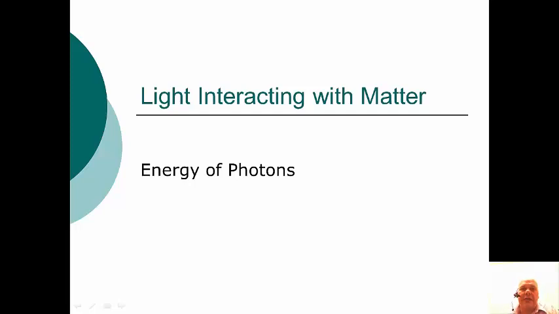In an earlier presentation, we talked a little bit about what light is. Now I'd like to actually make light do something. Specifically, I'd like to interact it with matter, with materials, and see what this tells us about light, its nature, and specifically its energy.